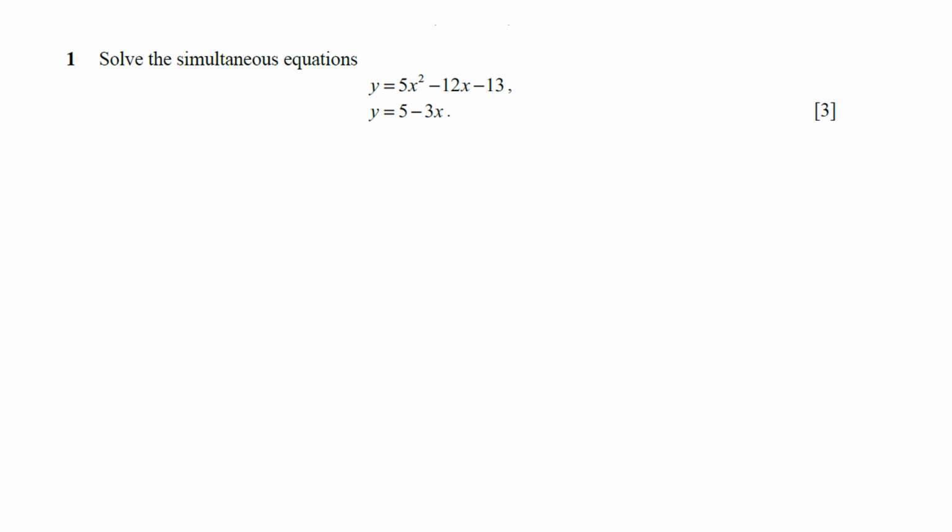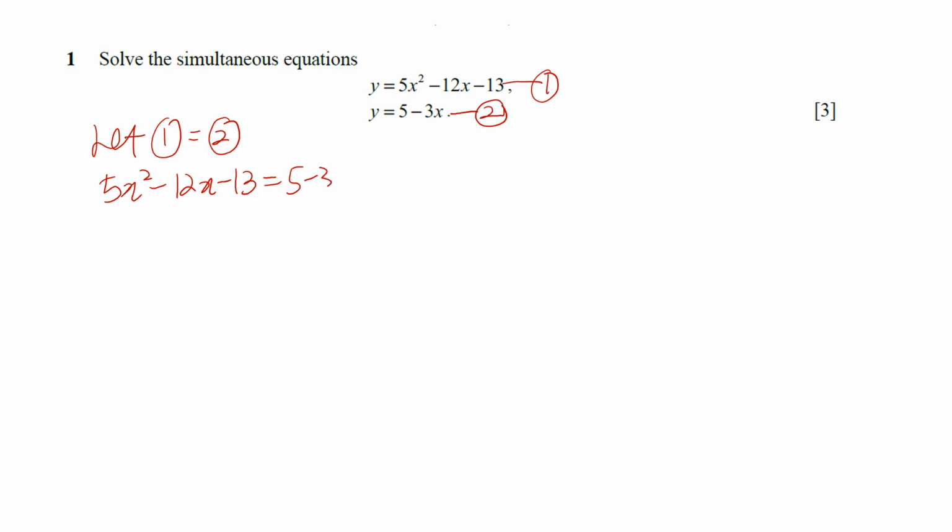The equations have already been made y the subject in both equations. So all we need to do is just to equate them. So I'm just going to let equation 1 equal to equation 2. And I'm going to bring all the terms on the right to the left. So basically, I'm just going to add 3x on both sides and minus 5 on both sides.